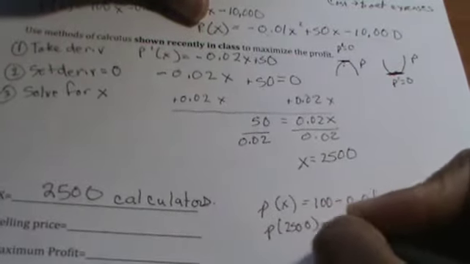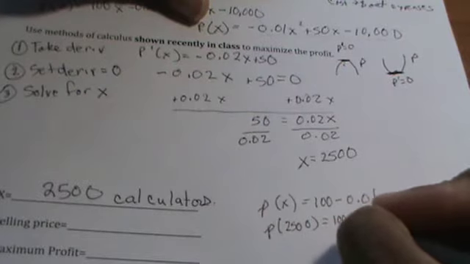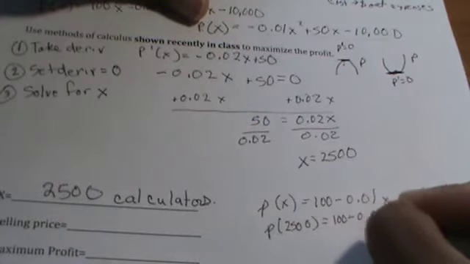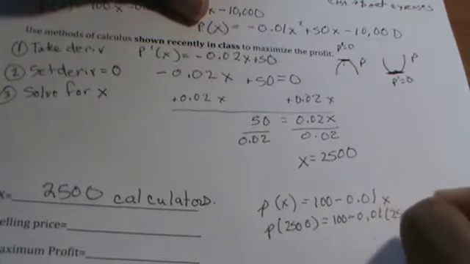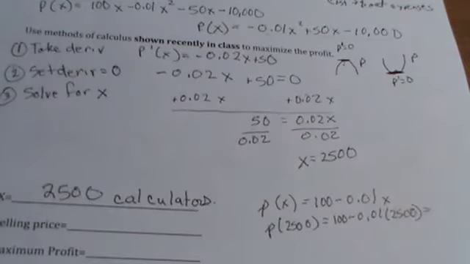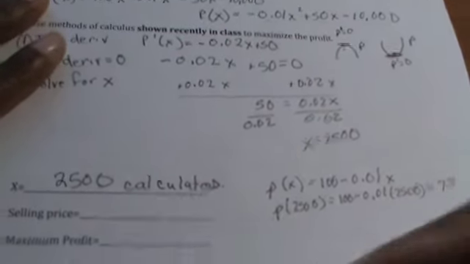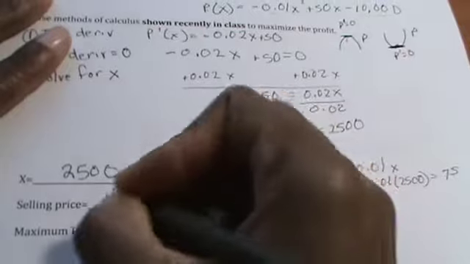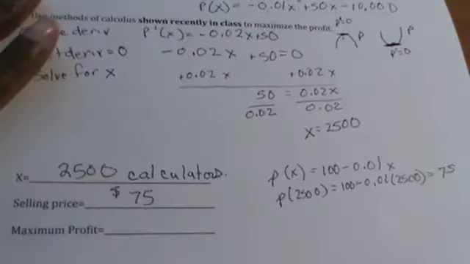I'm acknowledging that I'm finding out what happens at a specific point, or specific x value rather. Let me find that real quick. 100 minus 0.01 times 2500, and I got 75. So this is 75, and their selling price is in dollars.